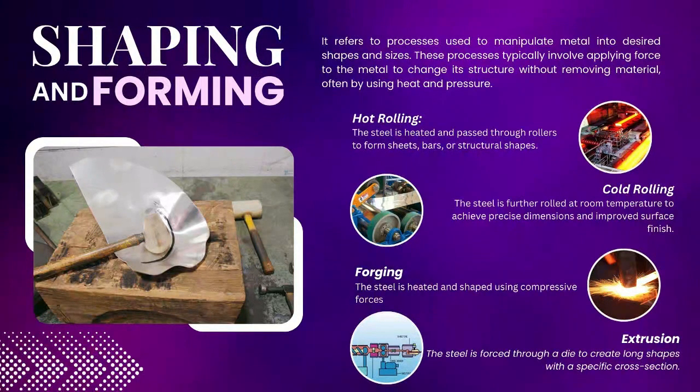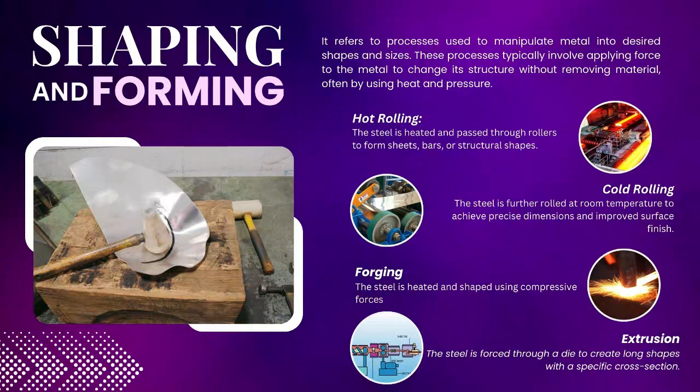Cold rolling. The steel is further rolled at room temperature to achieve precise dimensions and improve surface finish. So, cold rolling is a process where steel is further rolled at room temperature after hot rolling. This method achieves precise dimensions and a smoother surface finish, making the steel stronger and more uniform in appearance, ideal for high quality and refined steel products.